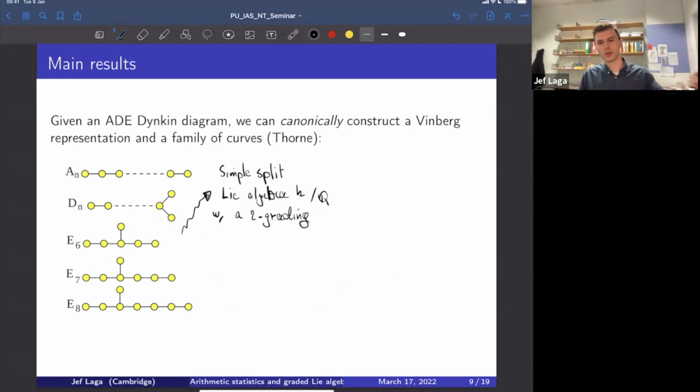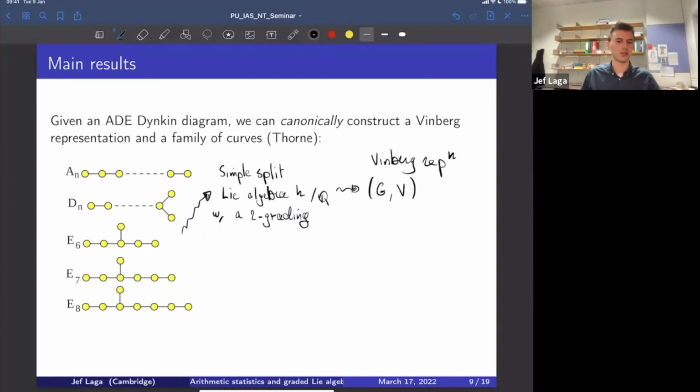And this pins it down over C, but if you want to pin it down over Q, you have to impose that the first part of the grading, which is a Lie algebra, is going to be a split Lie algebra. So in any case, there is some natural way of considering a 2-grading, which essentially makes no choices. And again, if you choose the adjoint group of this Lie algebra and consider the construction of the two slides ago, we get a Vinberg representation, G, V. And I'll give you an example in a second.